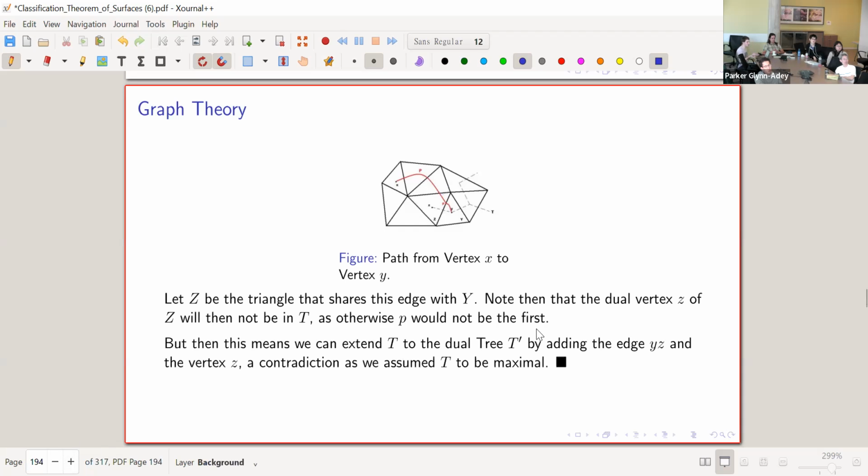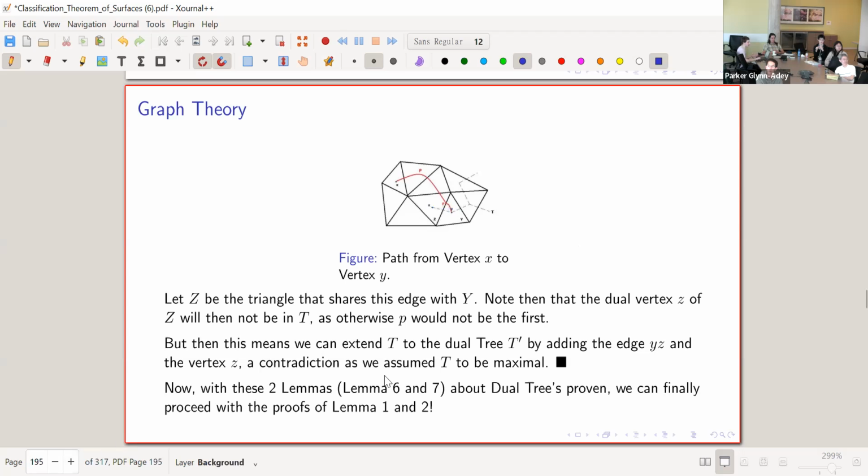So we have this vertex Z, and we obviously have an edge between this vertex and this vertex. Well, we can always extend our dual tree to include Z. So now we have an edge between Z and Y. But then if we add this edge in and we add the vertex Z, then obviously this dual tree is not maximal, because it would be contained in this new tree we have constructed. So therefore we have a contradiction, and we have proven lemma 7, and we can finally proceed with the proofs of lemma 1 and lemma 2.